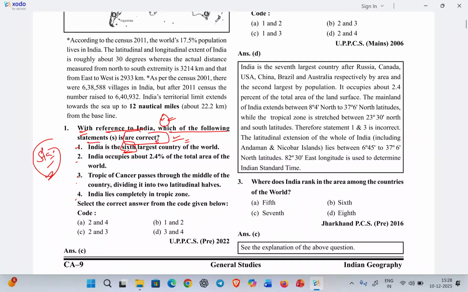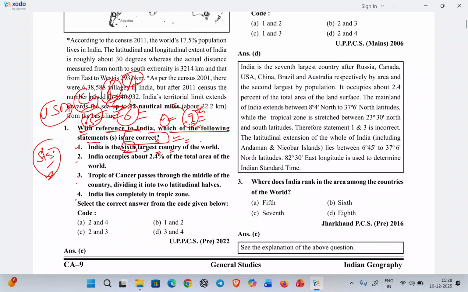So now over here, in the first statement, what is mentioned? India is the sixth largest country of the world. That is the first point. We have to look it out. So is India the sixth largest country in the world, or what else? The answer would be India is the seventh largest country in the world. Before it, there are six countries: USA, China, Russia, Australia, Brazil, Canada. These are the countries before India, and India is the seventh largest country. This is the first answer that we got.